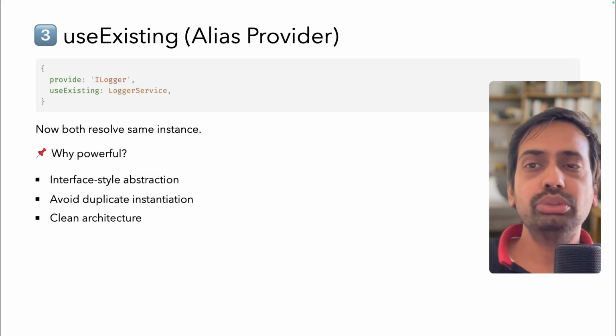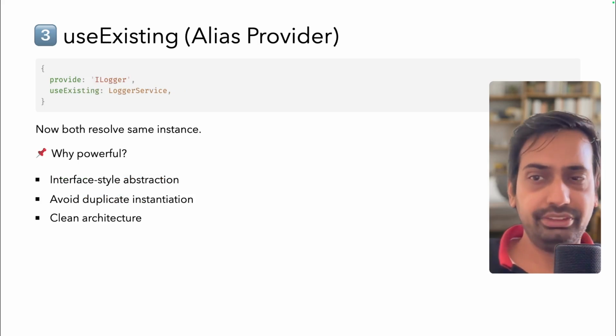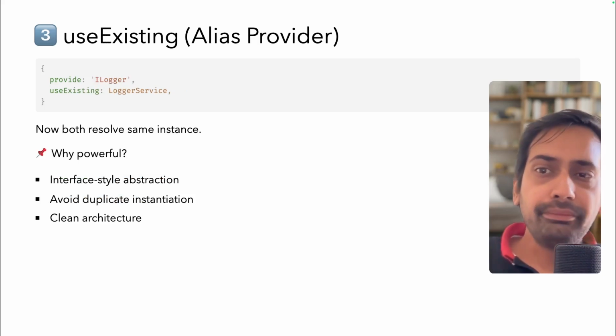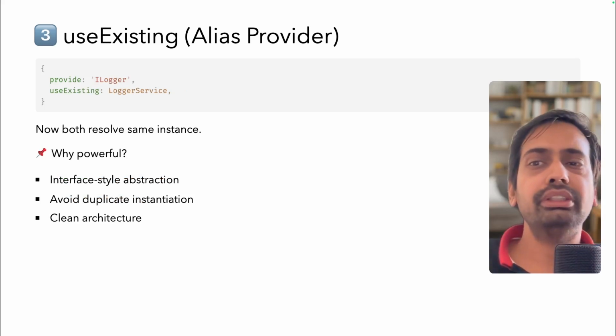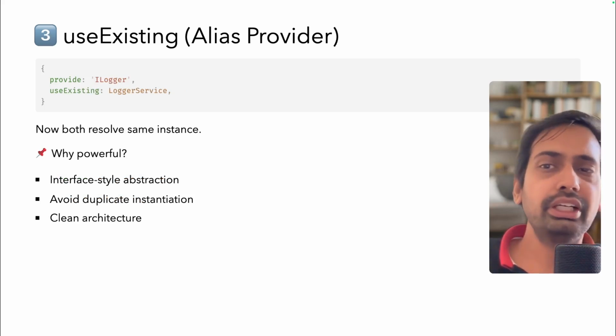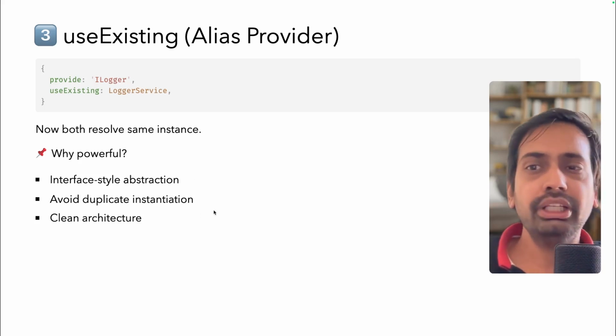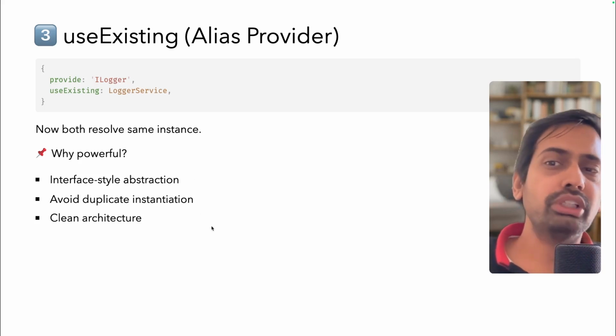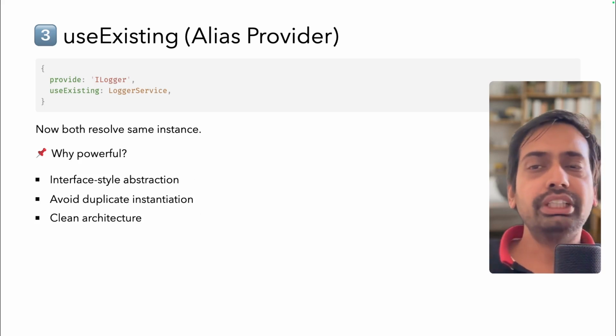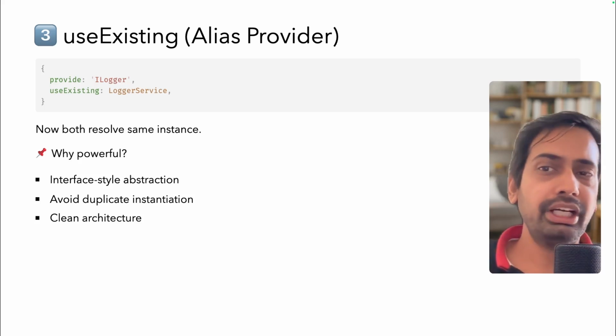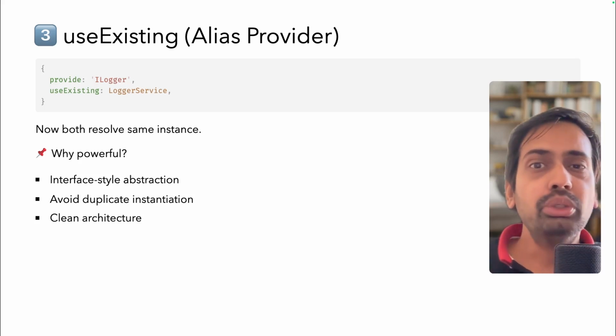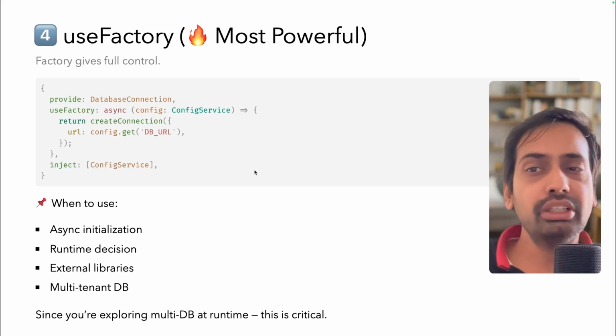Use class, use value, use existing. Even if you have ILogger, I can create multiple injectable instances like ILogger, FLogger, MLogger, and I can just use the existing logger service instance. In that case, it's just creating an alias provider, ILogger, FLogger. These are two different aliases pointing to the same service instance.